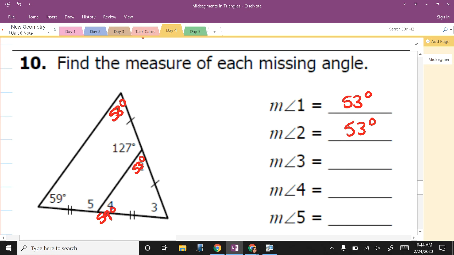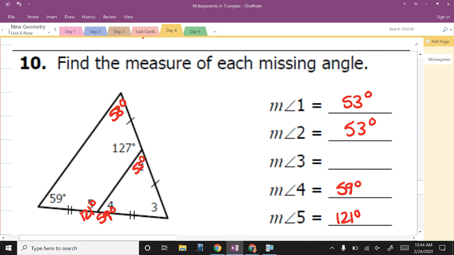And how do I get the measure of angle 5? 180 minus 59. Yep, 180 minus 59, and how much is that? 121. 121 degrees. So angle 5 is 121 degrees. Angle 4 is 59 degrees. So when you're filling in the blanks, make sure you fill them in the right spot.